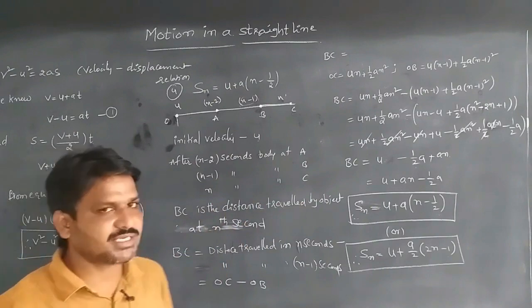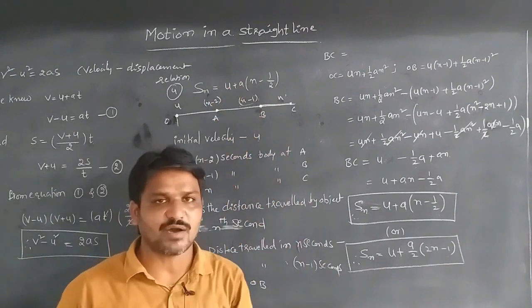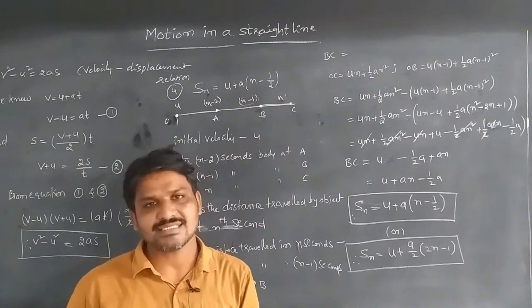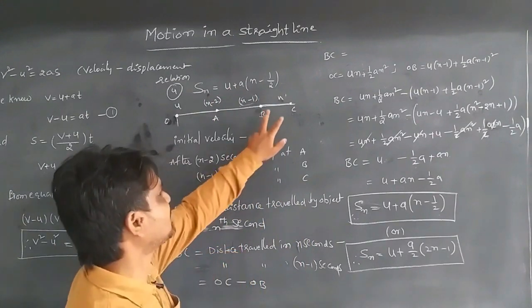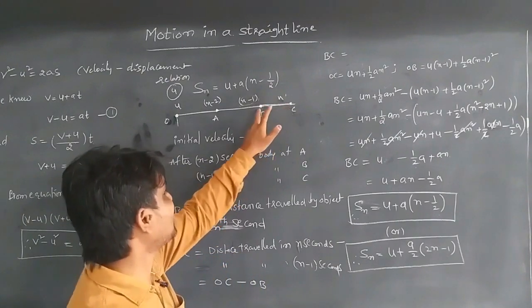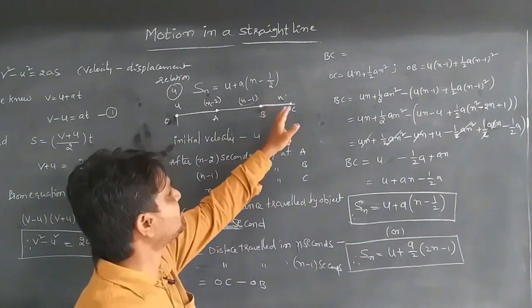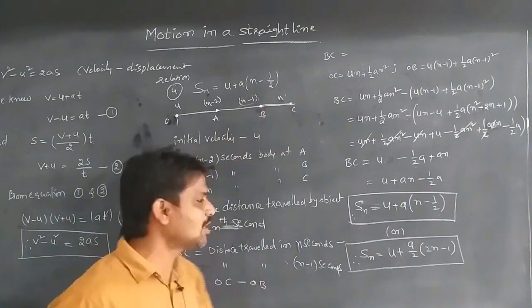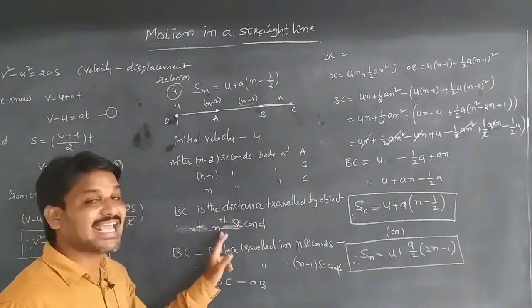But we want to verify and prove that formula. Sn means the distance the body travelled at the nth second, which is BC. This is the n minus 1 second, and after n minus 1 comes the nth. So that's why BC is the distance travelled by an object at the nth second.